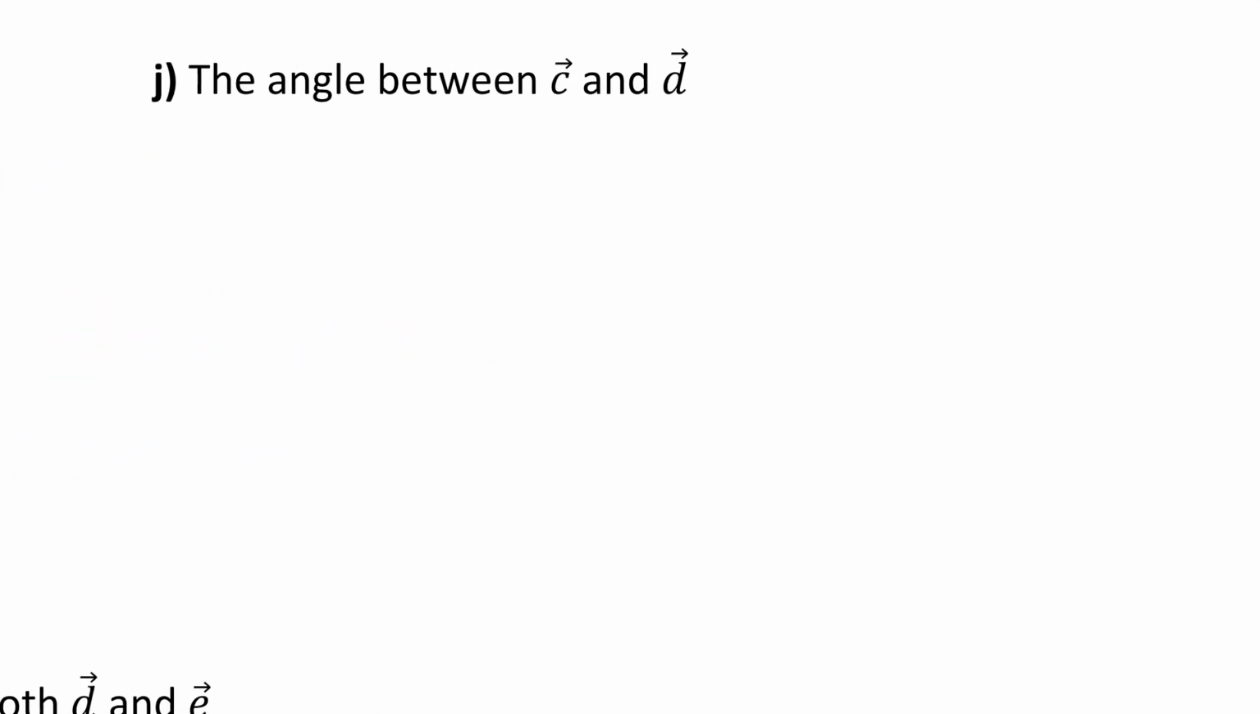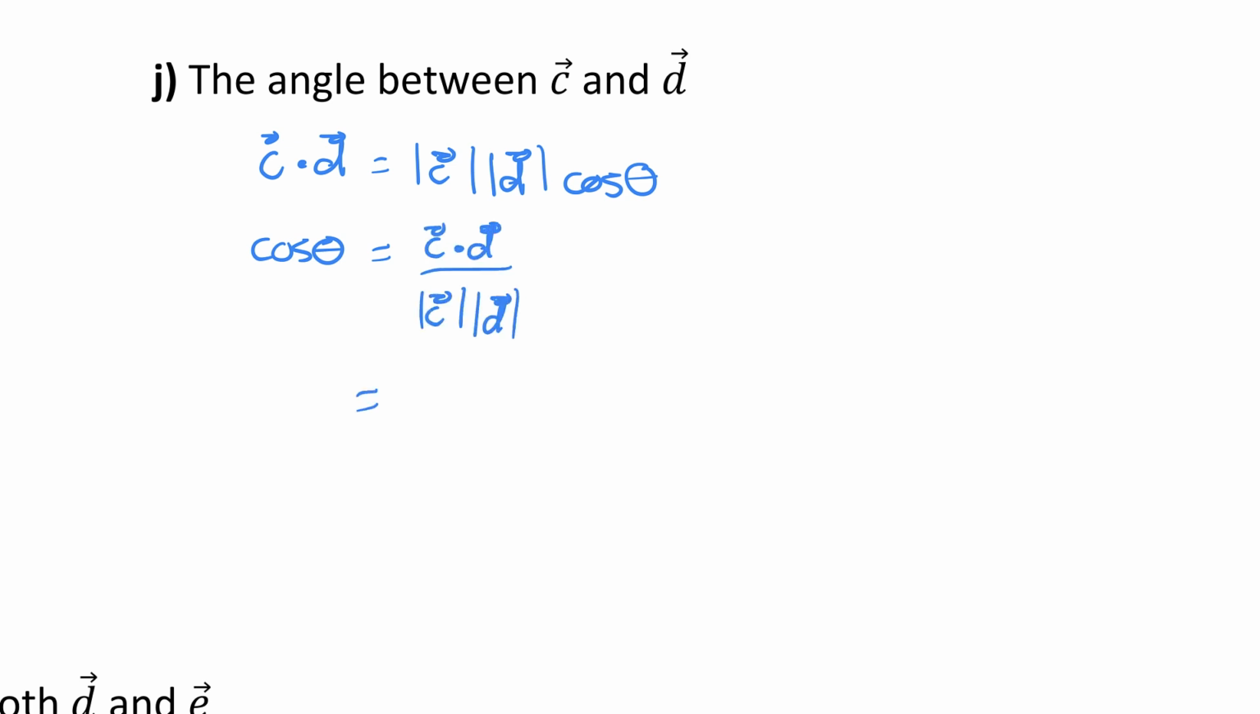J says find the angle between C and D. Well, if I want the angle between two vectors, the best thing to do is rearrange the dot product formula. There's the dot product formula. Let's isolate cos theta by dividing by the magnitudes of C and D. And then we can quickly calculate all of these things. Let me rewrite vector C and D up here so that we don't have to keep scrolling.